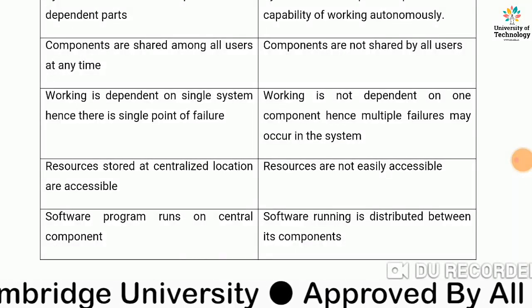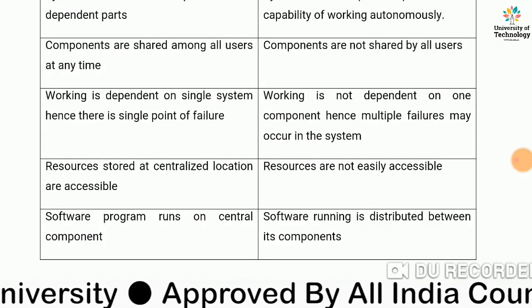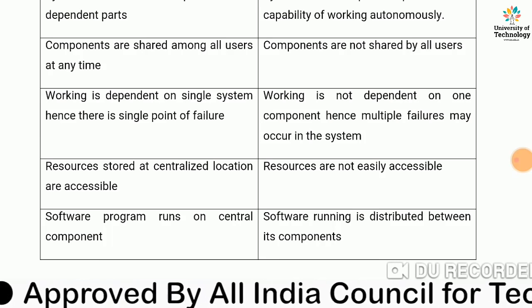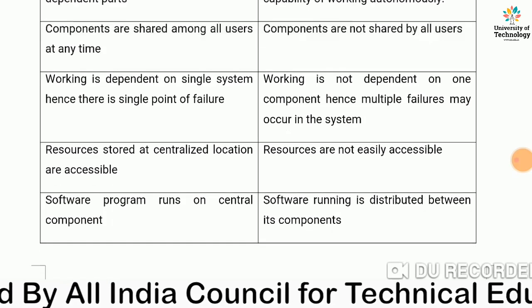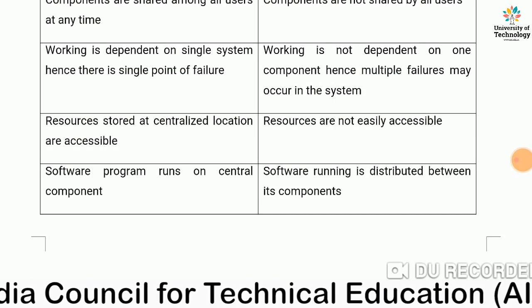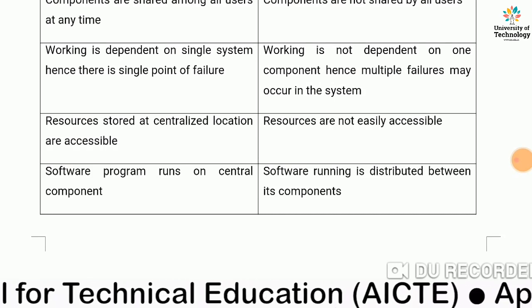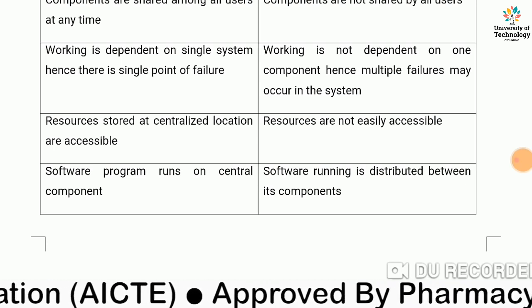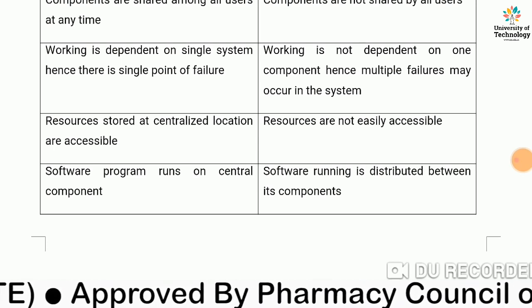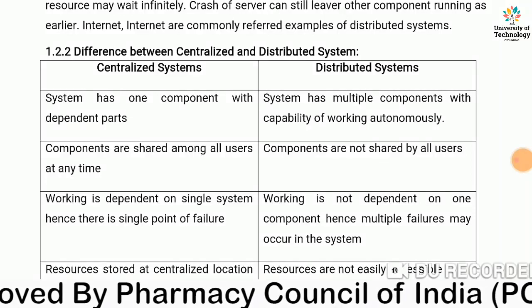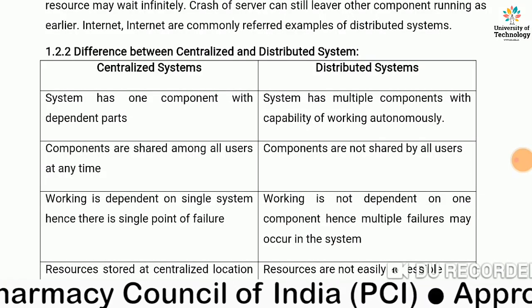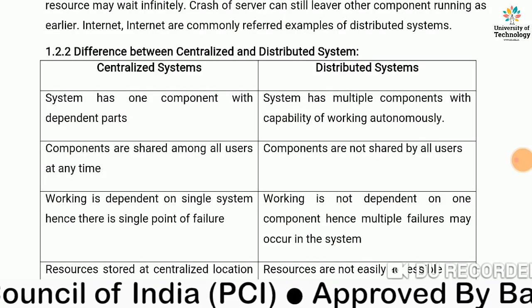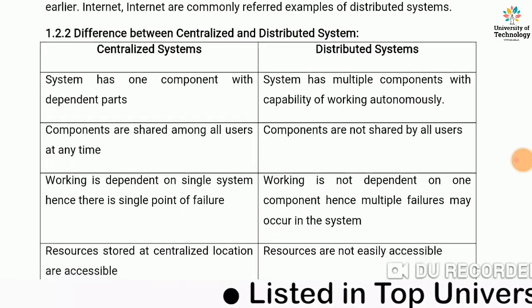Next, resources stored at a centralized location are accessible. In a distributed system, resources are not easily accessible. Next, in a centralized system, the software program runs on the central component. In a distributed system, the software running is distributed between its components. So this is the centralized system versus the distributed system, the difference between centralized and distributed systems.